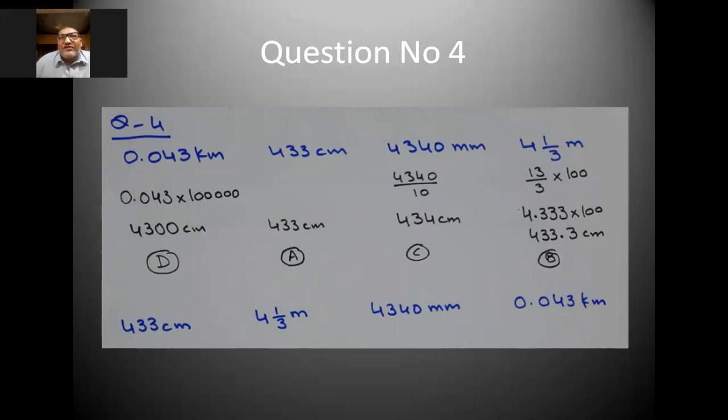4 whole 1 by 3, which means 4.333333. And it's meter, you want to convert it into centimeter, multiply with 100. So you will have 4.333333 multiplied 100. So your answer will be 433.333 centimeter. So now look at which is the smallest. The smallest is 433 centimeter.